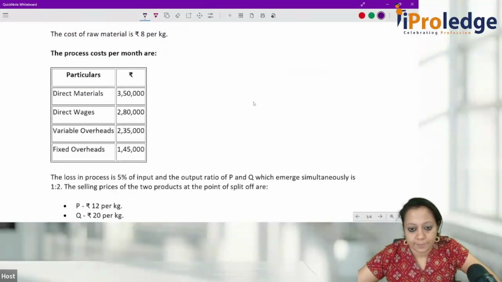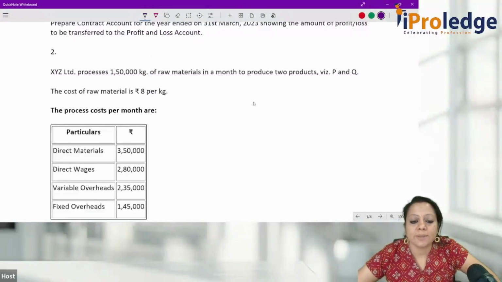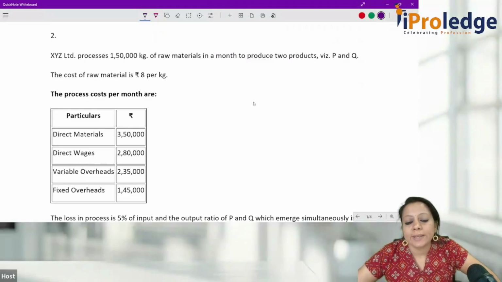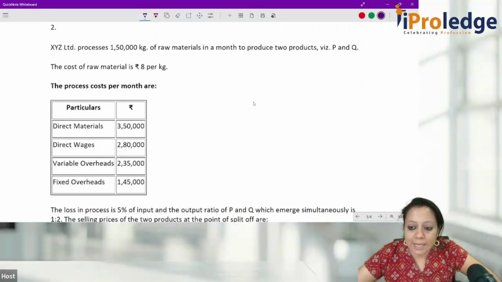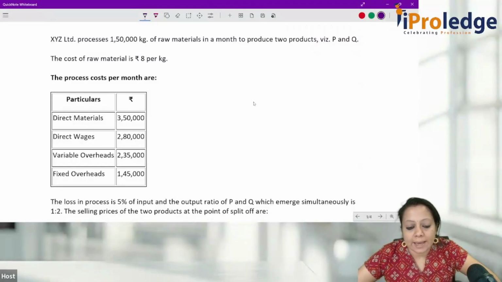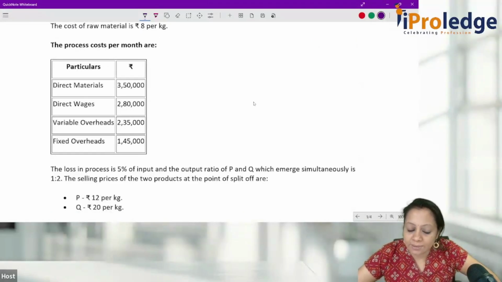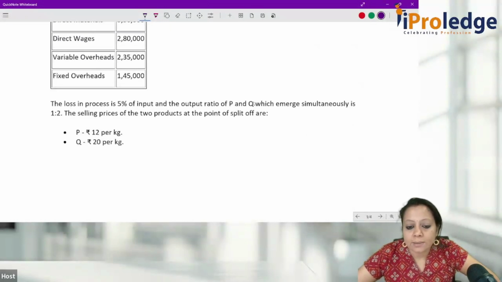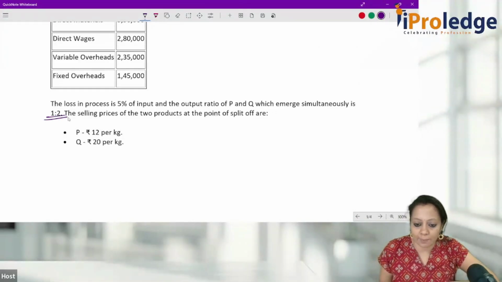So this is also a past exam question from the June exam. XYZ Limited processes 1,50,000 kgs of raw materials in a month to produce two products, that is P and Q. The cost of raw material is rupees 8 per kg. Direct materials is given. Direct wages is also given. Variable overheads, fixed overheads. The loss in process is 5% of input, and the output ratio of P and Q, which emerge simultaneously, is 1:2.